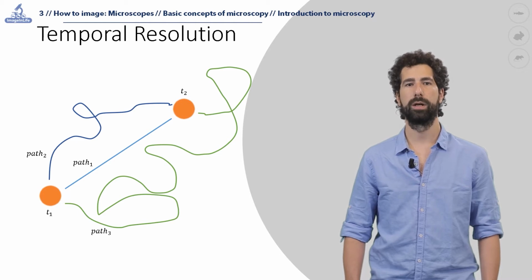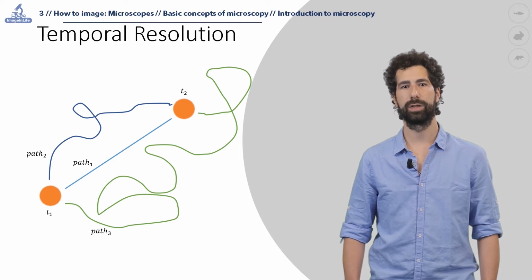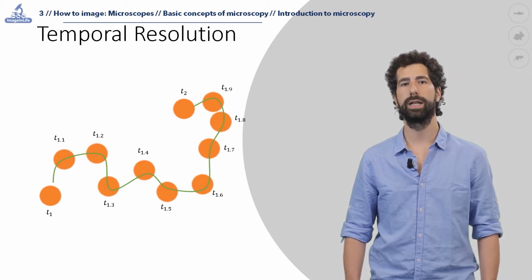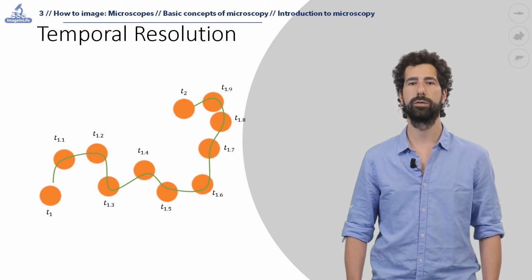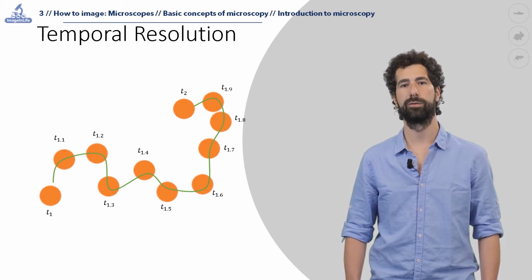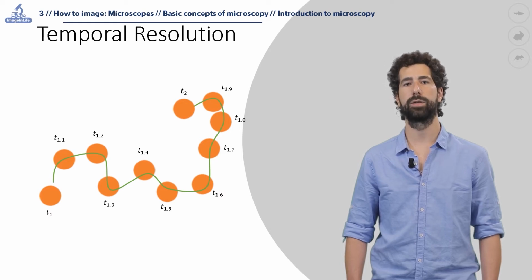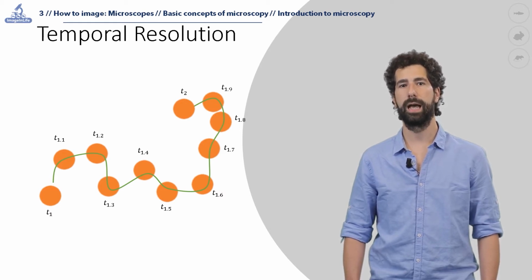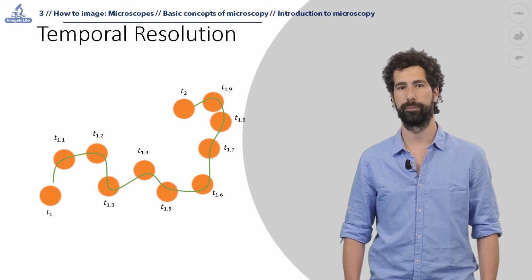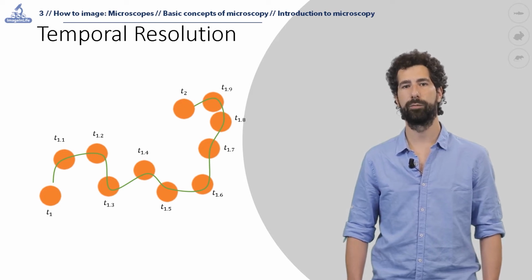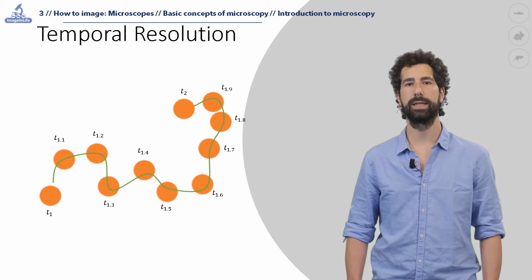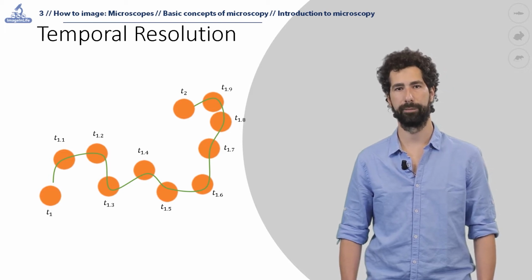To solve this problem, we could repeat the imaging process, but instead of taking 1 image every second, we decide to take 1 image every millisecond. In this way, we can better follow the particle and have a better idea on the path that it takes. So the ability to follow this particle, or in general to follow an event, depends on the speed of that particular event and on the capability of our microscope. The minimum detectable time interval between 2 events is the temporal resolution of our system.